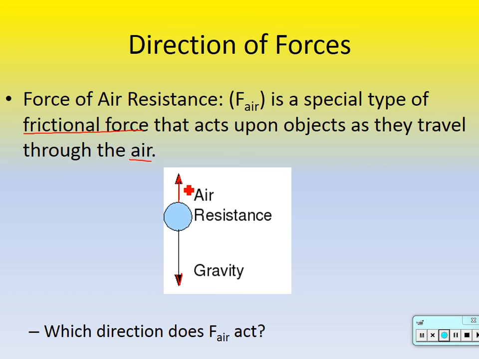It acts in the opposite direction of the object's motion. Gravity, notice that the length of this vector is much longer than air resistance, so it is being pulled down. So which direction does it act? Opposite the direction of motion.